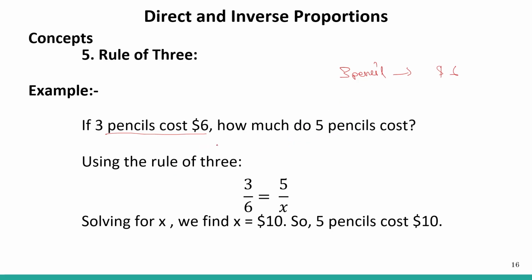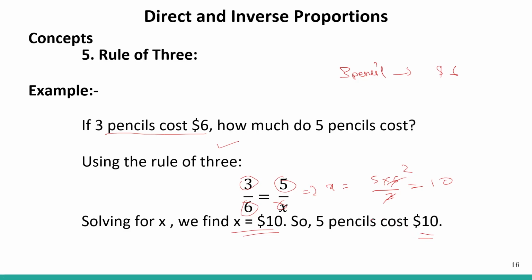Using the rule of 3, 3 by 6 is equal to 5 by x. So this implies that x is equal to 5 into 6 by 3. So 5 into 2 is equal to 10. So solving for x, we got x is equal to 10. So 5 pencils will cost $10. So $10 will be the right and correct answer.